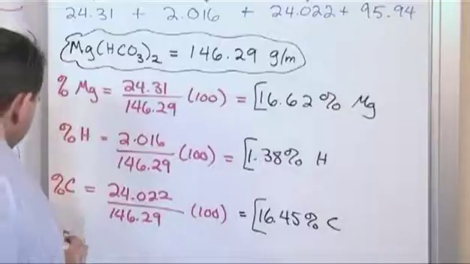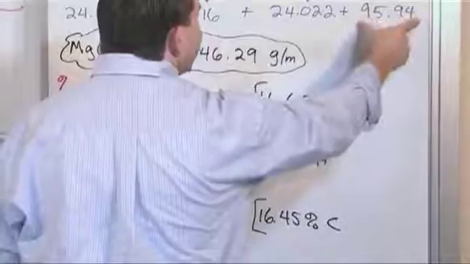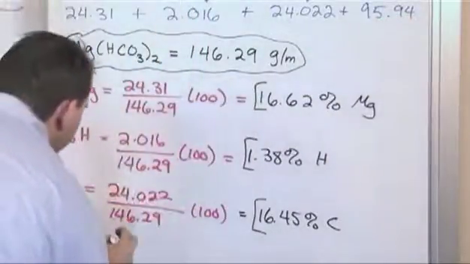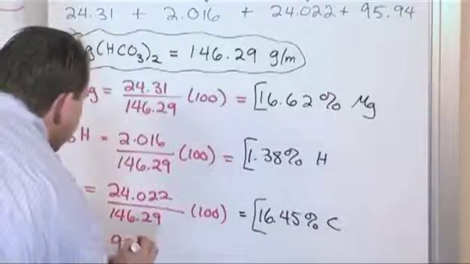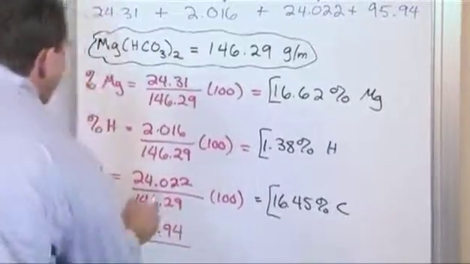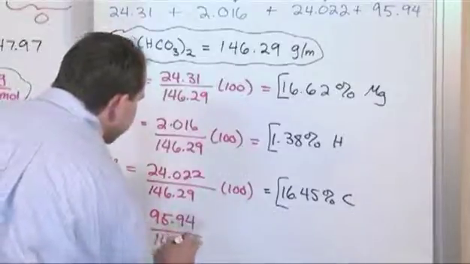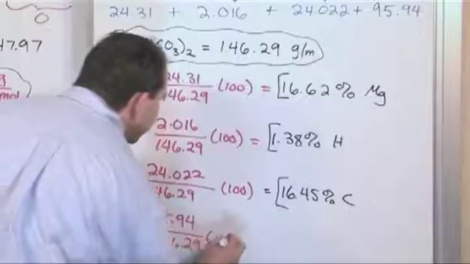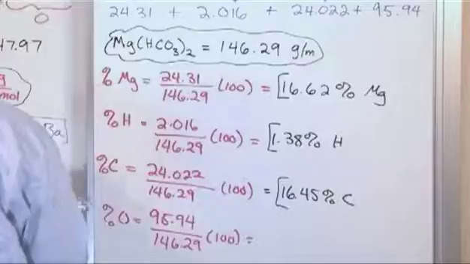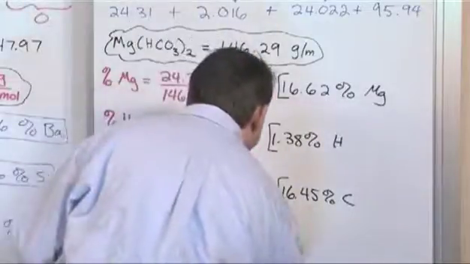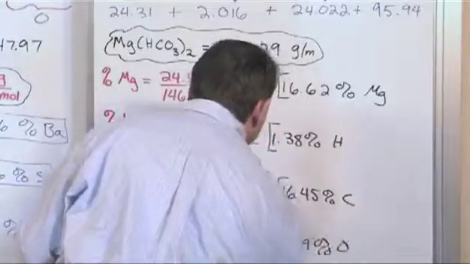So you have percent oxygen. Now we did our math here. Our oxygen came out to 95.94. That's how much oxygen comprises that molecule. So 95.94 grams per mole. The whole entire molecule is 146.29 grams per mole, multiplied by 100. So this gives you the decimal. We multiply by 100, and what we get at the end of the day is 65.69% oxygen. So here we go.